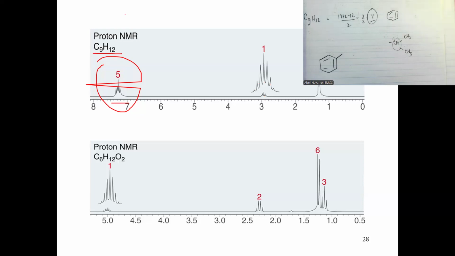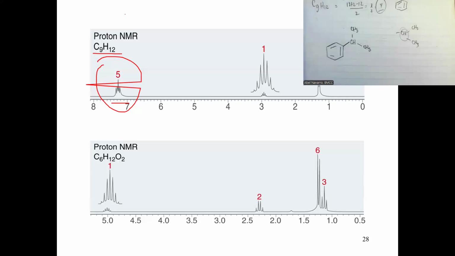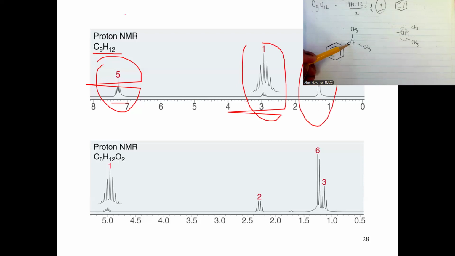Because you have C9, I already have 6, so 7, 8, and 9. Okay, so that would be my structure. A benzene ring with 5 aromatic hydrogens, one single substituent, and that single substituent is isopropyl. I happen to identify the isopropyl right here, the septet, followed by a doublet of 6.